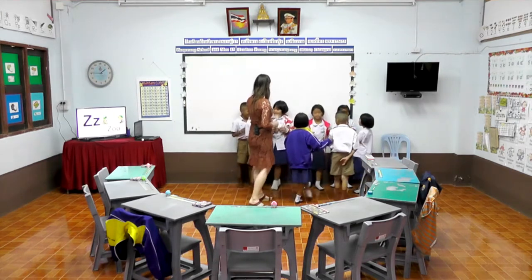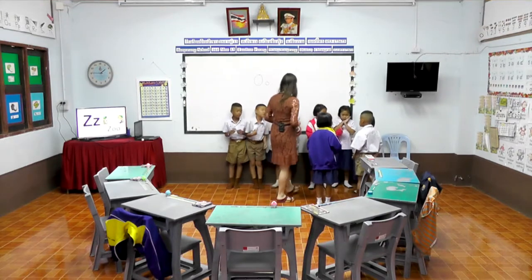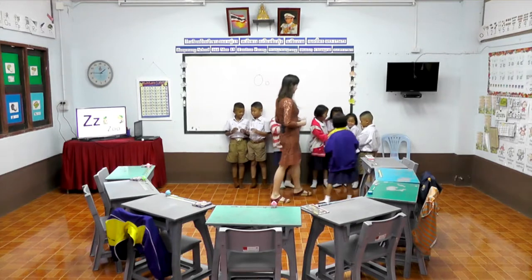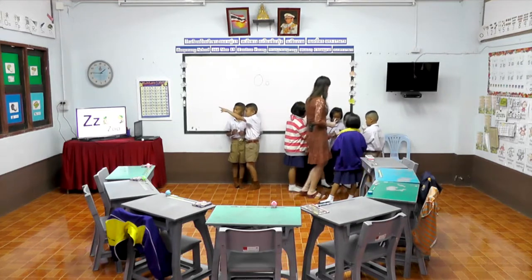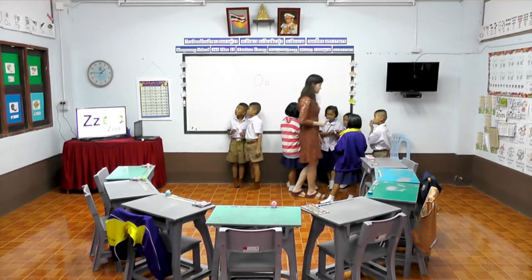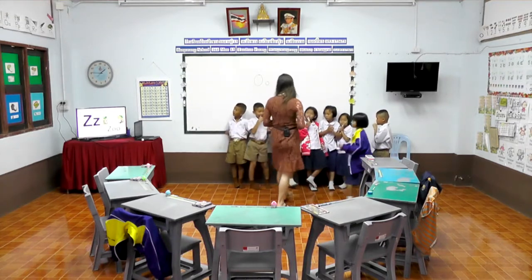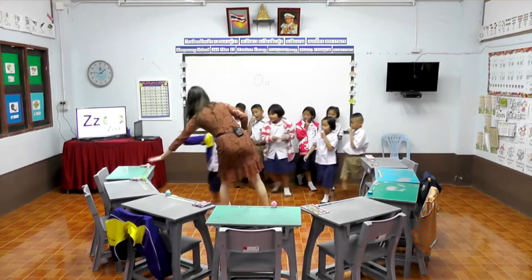All right. What letter do you have? D. You have D. What letter do you guys have? H. H. What letter do you have together? L. L. Great job. Okay, everybody, put their letters right here. Right here in this pile.